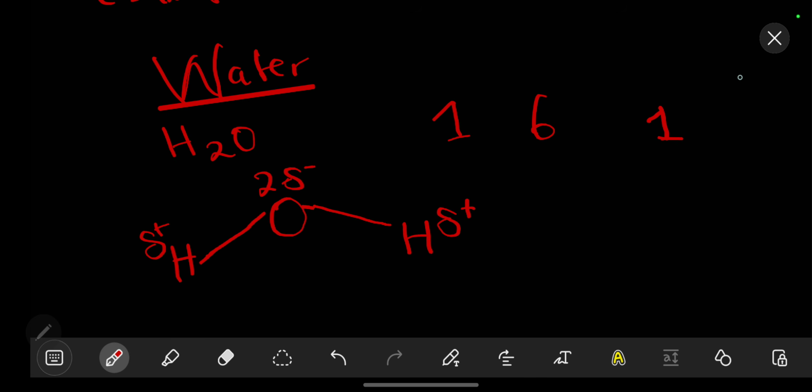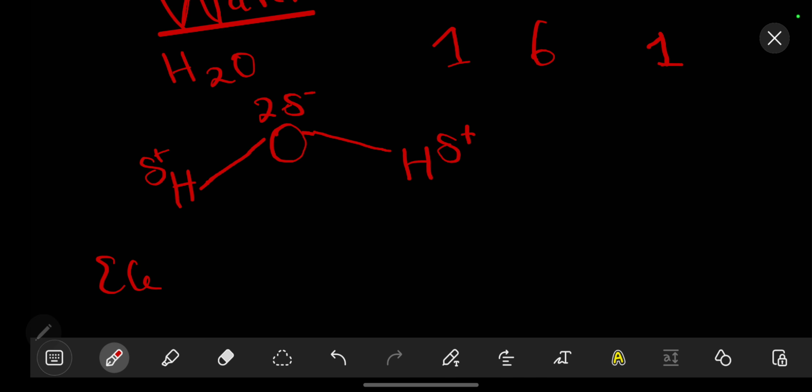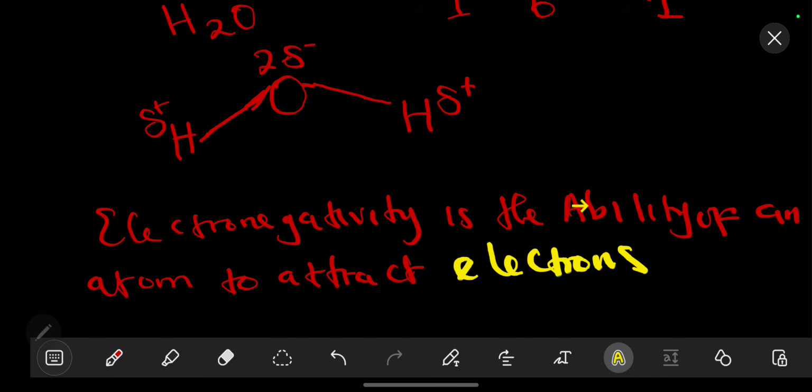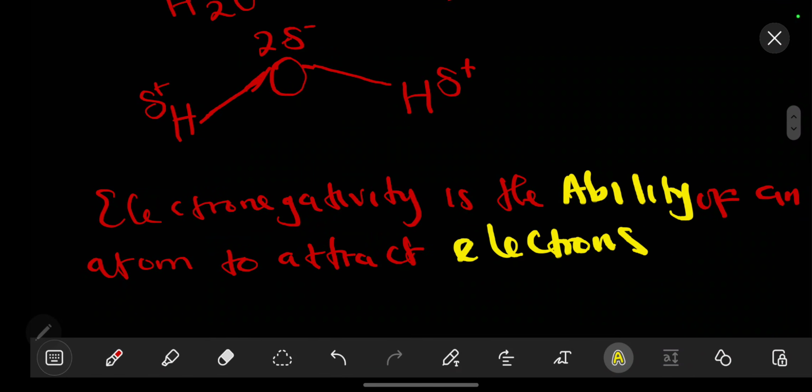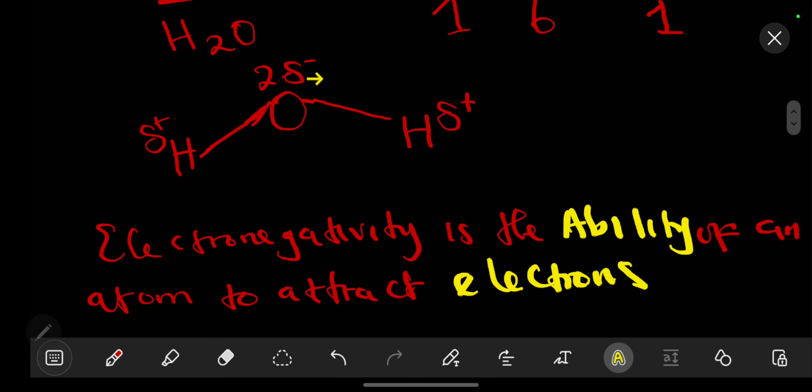So let's define what electronegativity is. It is simply the ability of an atom to attract electrons. When you compare the electronegativity of hydrogen and oxygen, oxygen has got the tendency of gaining more electrons, or rather it effectively attracts electrons. So this is what we refer to as electronegativity. Oxygen is more electronegative, meaning it strongly attracts electrons in comparison with hydrogen.